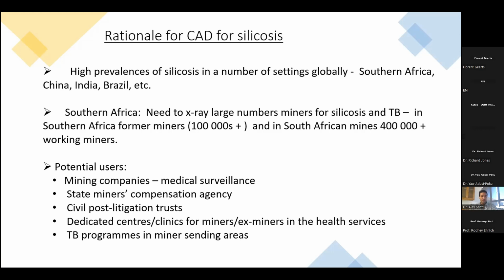There are and there have been dedicated centers for miners and ex-miners within the health services, usually functioning very poorly for reasons we don't go into now. But there is development in surrounding countries. And then TB programs, which is an area of development because of the investment in TB programs, are now adding the examination of miners as part of their screening.